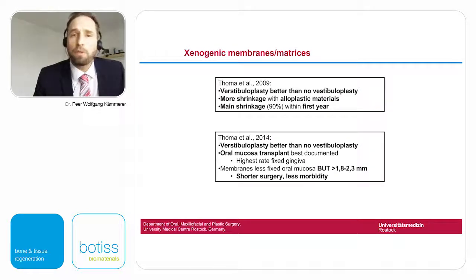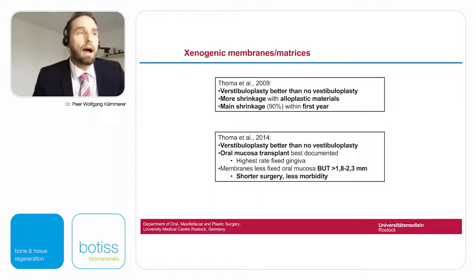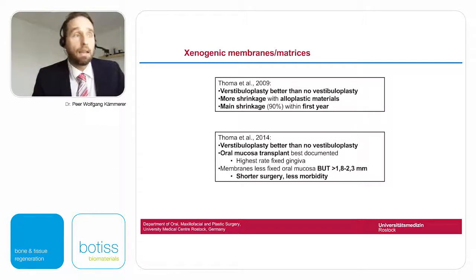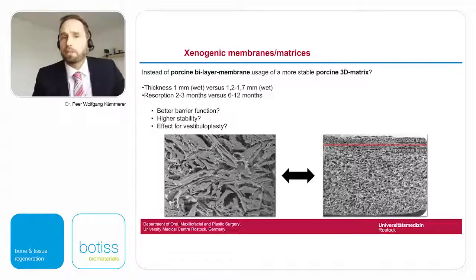And in the other one in 2014, they found out, of course, that the oral mucosa transplant, the palatal transplant, is the best documented with the highest rate of fixed gingival tissue. But the membrane will achieve at least 1.8 to 2.3 millimeters of fixed gingiva, which is sufficient, with a shorter time of surgery and, of course, less morbidity. So we conducted a study.